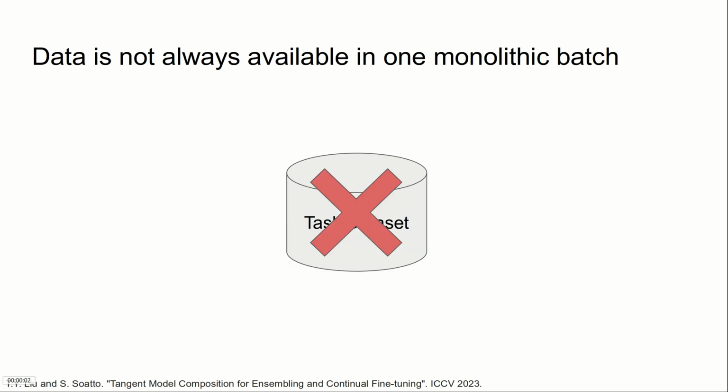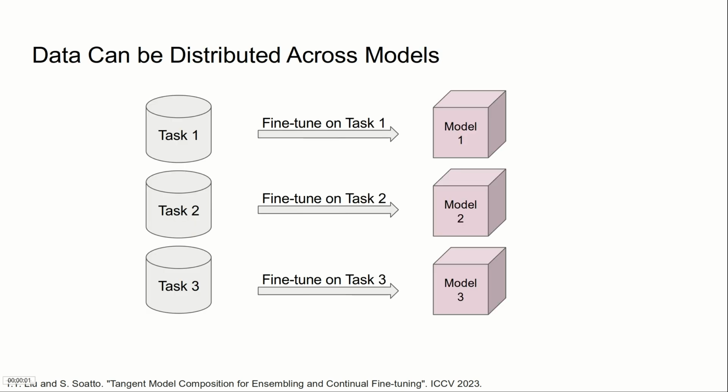However, data for fine-tuning is not always readily available in one monolithic batch. It can be distributed both across time and across models. The latter can occur, for instance, when models are trained in a federated or parallel manner, where a different model is fine-tuned on each different task.